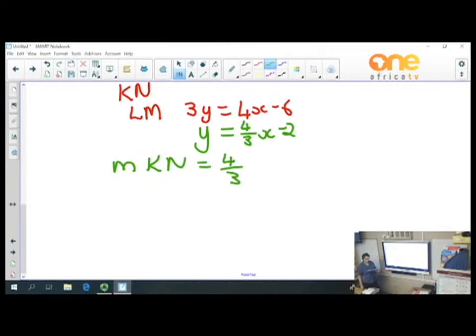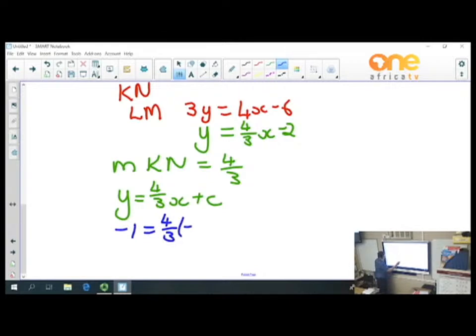And then they say find the equation of KN. So now it will be y is equal to 4/3 x plus c. How do we get c? We need to substitute coordinates. So what are you going to put in now? We don't have N, we only have K. So we're going to put K in there. So it's then -1 is equal to 4/3 times -1 plus c. So what is the value of c? So -1 plus 1 1/3 is 1/3.